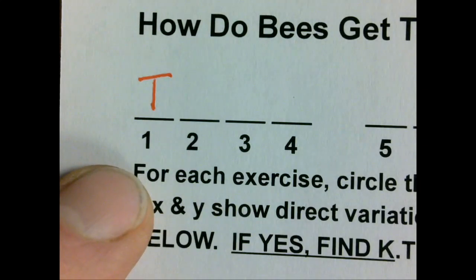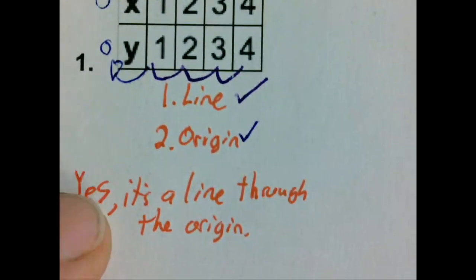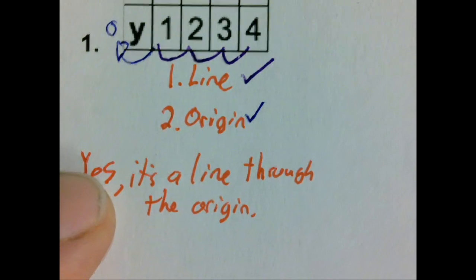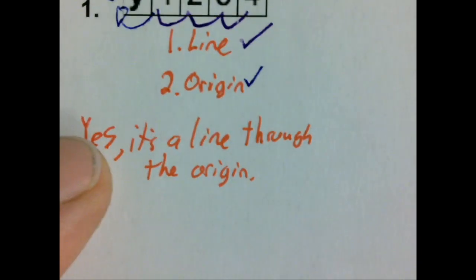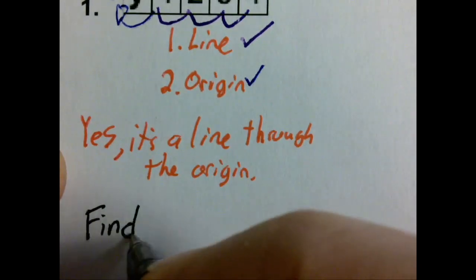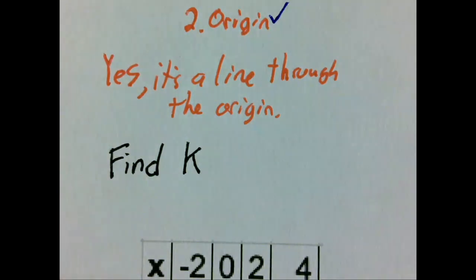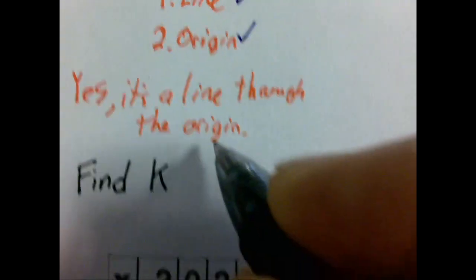But the problem is our scale-aligned assessment is even further than that. It goes beyond just asking, is it direct variation? Our big thing that we hit home on is find K. So since we said yes, please put down find K as you and I work on this together. Do note, when you're doing this on your own, you don't need to put down the word find. You just need to tell me what K equals.